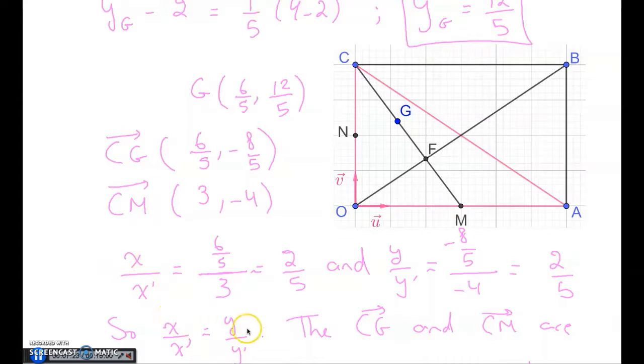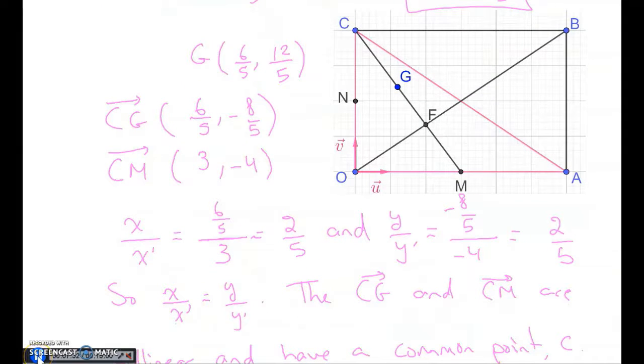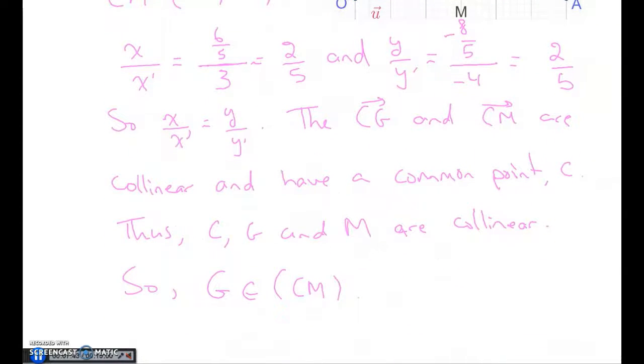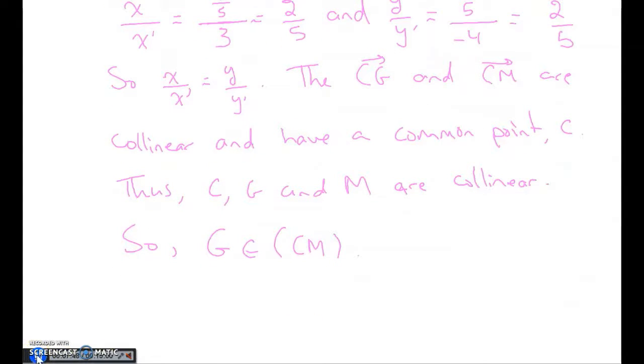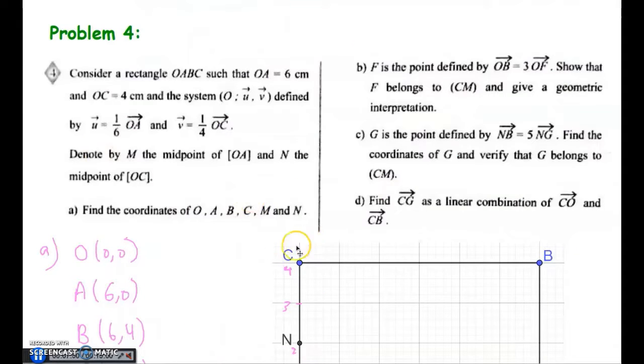Since they are equal, this means that CG and CM are collinear vectors. And since they have a point in common, which is point C, the lines CG and CM are collinear, which means that points C, G and M are collinear. Now, this means, of course, that G belongs to CM. Now, the last part, part D: find CG as a linear combination of CO and CB.